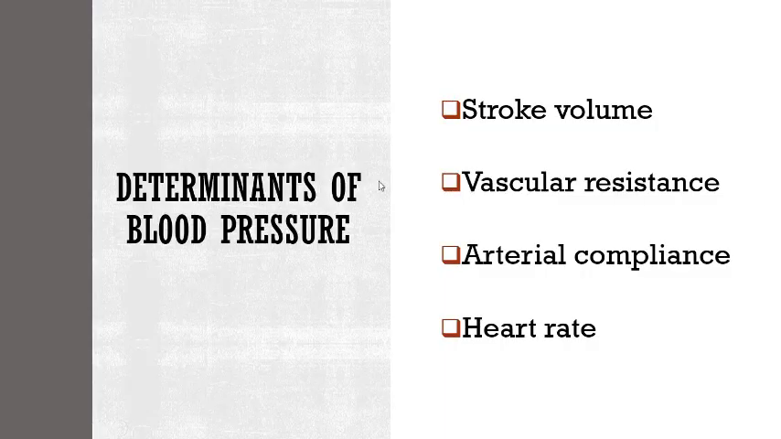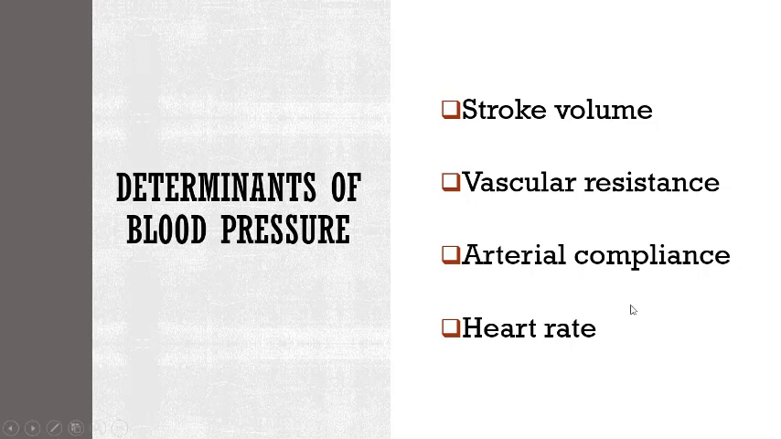So we're going to talk about the 4 determinants of blood pressure. Stroke volume, which we talked about, is the volume of blood that's ejected from your ventricles into your lungs and into your body. Vascular resistance, which we have looked at systemic and pulmonary vascular resistance, and this is going to be that afterload, or essentially what blood flow has to kind of work against.